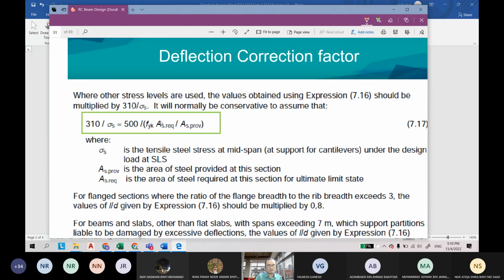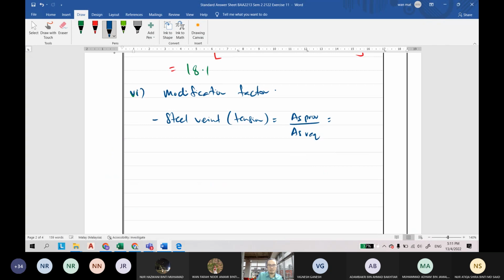500 divided by FYK times AS required divided by AS provided. Since our FYK is 500, we can simplify this equation to become AS provided divided by AS required. You can try by yourself how to simplify these equations. So AS provided is equal to 1257 divided by 1109. What is the ratio here? 1.133. Okay, 1.13, thank you.